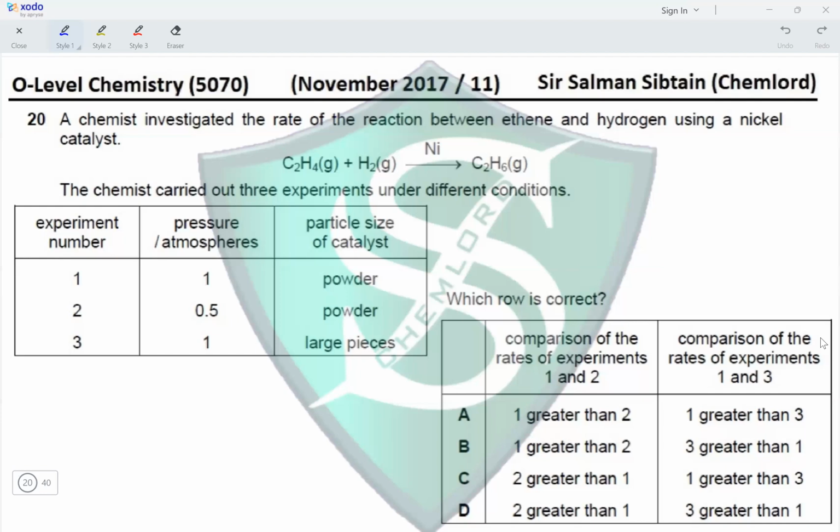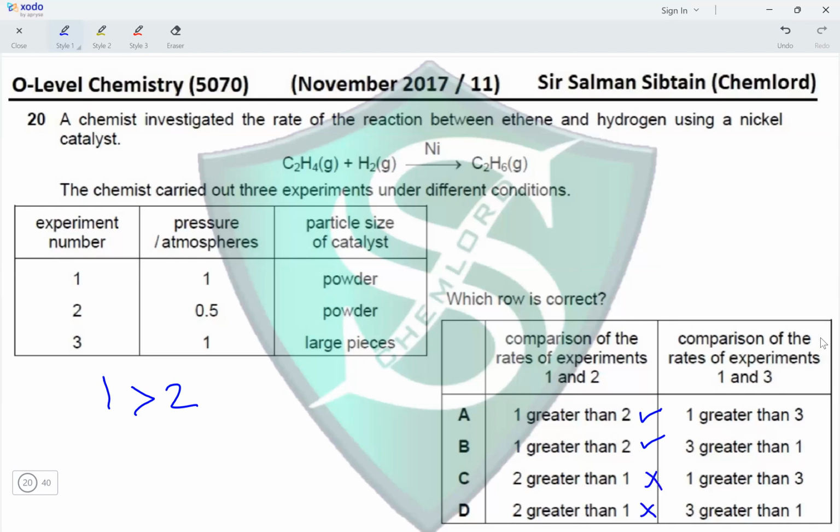Since the pressure is less in experiment 2, the rate of reaction would be slower in experiment 2. So the rate of reaction of experiment 1 is greater than experiment 2. So 1 greater than 2 is the option present in A and B, eliminating options C and D.